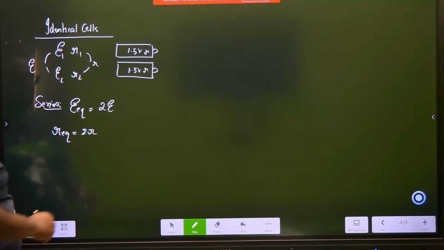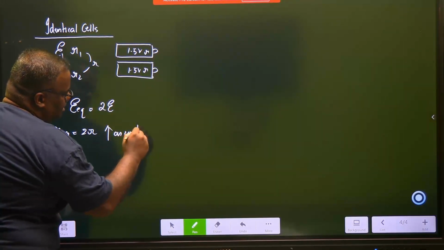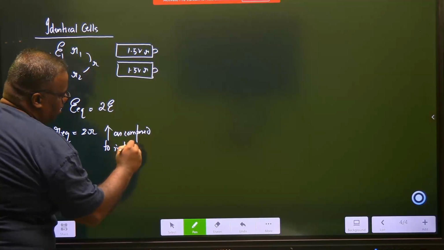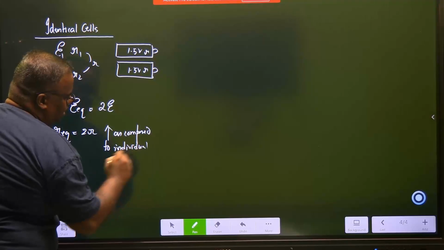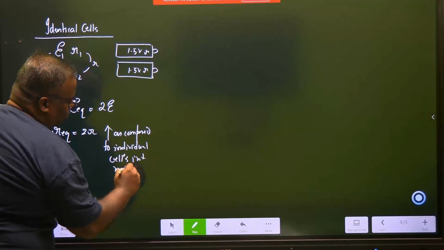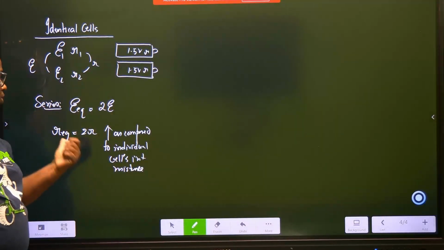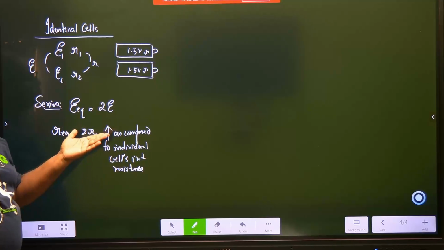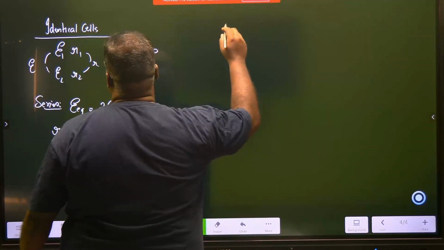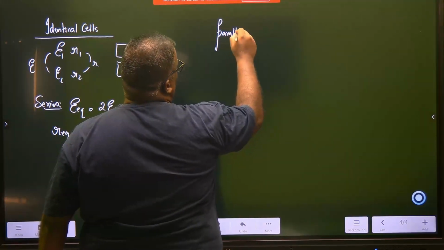That means the R equivalent has shot up as compared to the individual cells' internal resistance. What I mean to say by this is each cell had an internal resistance of R, but the overall internal resistance has shot up. So you will not be able to draw much current from here. But if you do a parallel combination, okay, let's do a parallel combination.